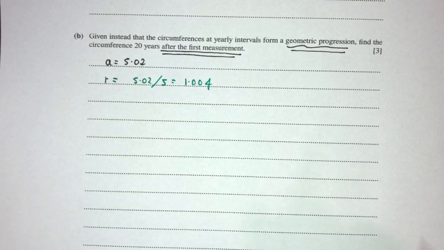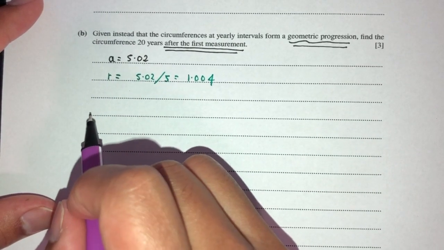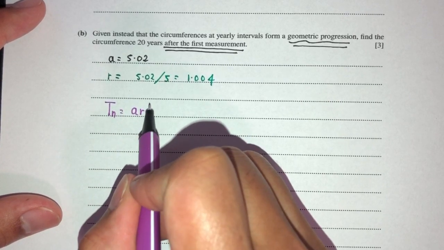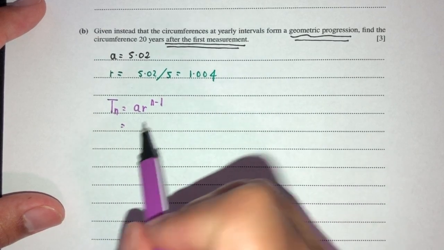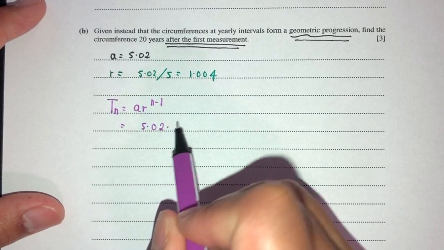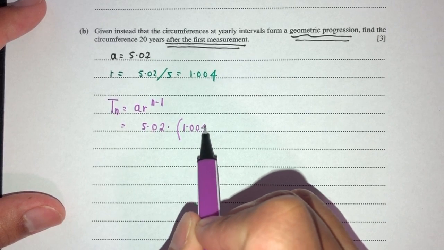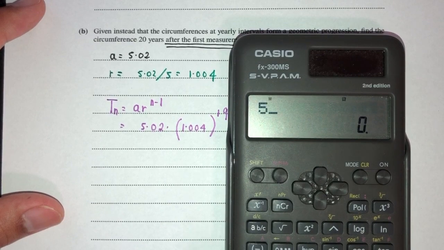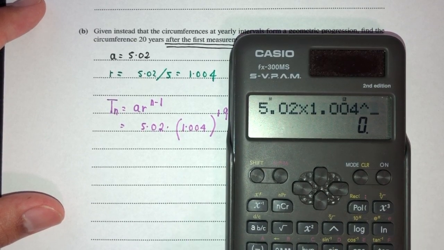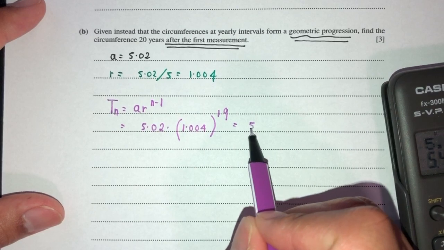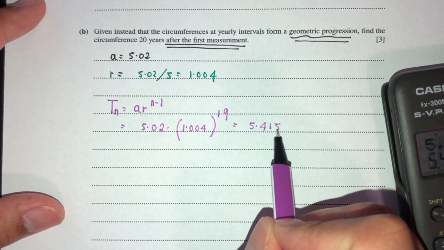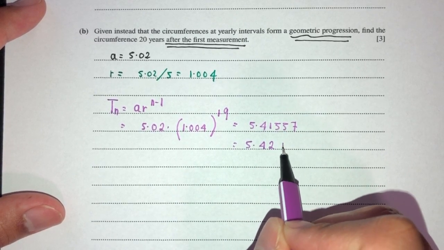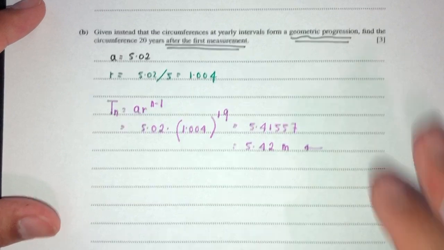Okay, so let's move on. Here we have to use the formula for the GP. We know the nth term is equal to A times R to the power n minus 1. A is 5.02 here, times R, which is 1.004, to the power n minus 1, which should be 19 in this case. 5.02 times 1.004 to the power 19. That should be 5.41557. But corrected to 3 significant figures, you will say obviously it's 5.42 meters for your answer for question part B. And that is your question number 4.